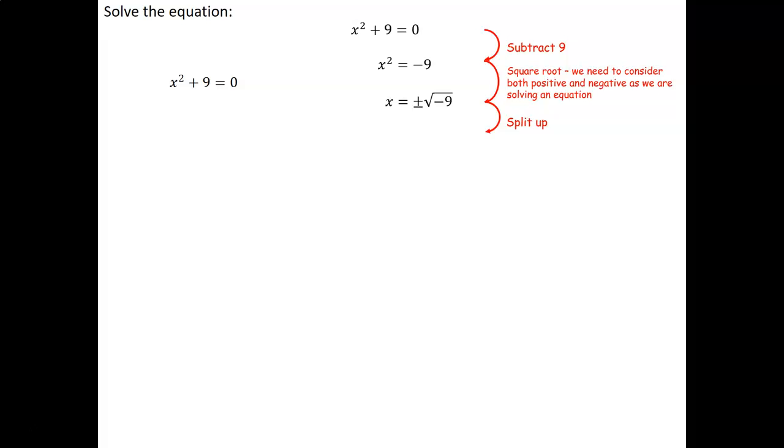Split up the surd part. Well, it's not a surd. Split up the square root part and rewrite in terms of i. So the solution to x squared plus 9 equals 0 is x equals positive 3i and x equals negative 3i.